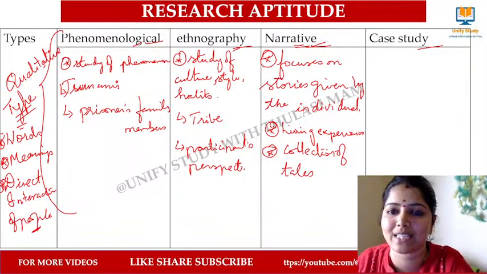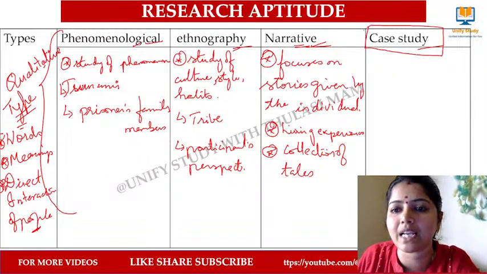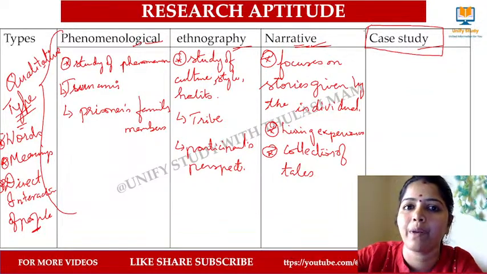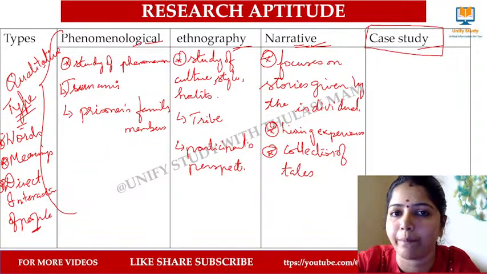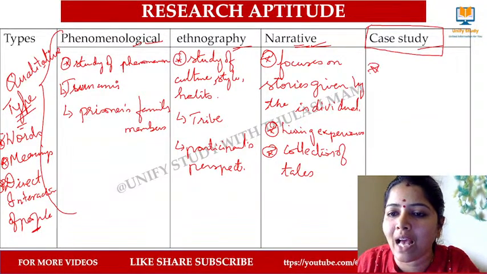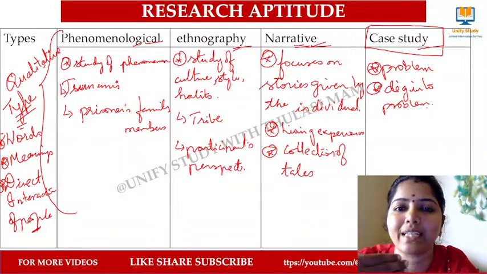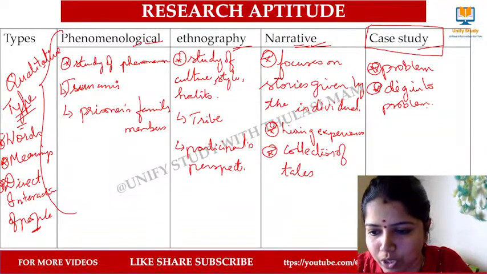Okay, next one, case study. What do you mean by case study? Case study sometimes falls under qualitative, sometimes quantitative, based on the study. When I do a numerical or scientific case study, it works on numbers. I'll be giving you a problem, and I have to go deep into the problem, dig into the problem to find the solution. In some cases it can be a qualitative type of research, and in some cases a quantitative type of research.